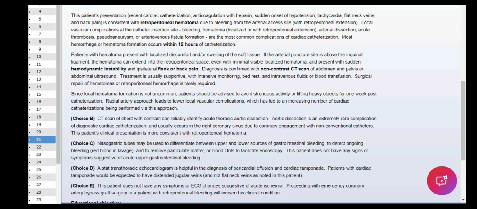So what should we do? Patients first present with sudden hemodynamic instability and ipsilateral flank or back pain. The diagnosis is a non-contrast CT scan. Treatment is supportive, with intensive monitoring, bed rest, etc. Maybe we can do surgical repair of the retroperitoneal hematoma, but this is rarely required. No other problem, no need to do anything else.